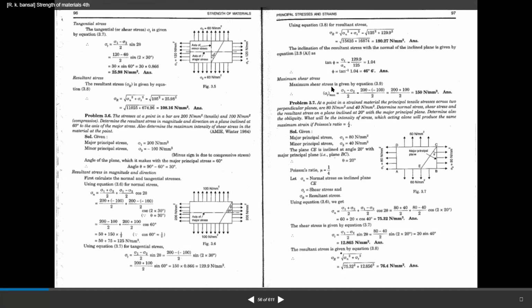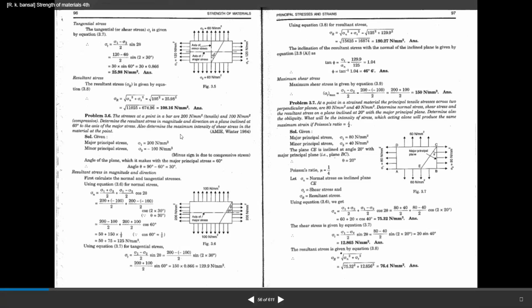Maximum shear stress. Maximum shear stress given by equation 3.9, sigma t. That is the maximum shear stress. Sigma 1 minus sigma 2 by 2 equal to 200 minus 100 by 2, that equal to 200 plus 100 by 2, value 150 Newton per mm square. Thus, mainly this problem calculate maximum shear stress.